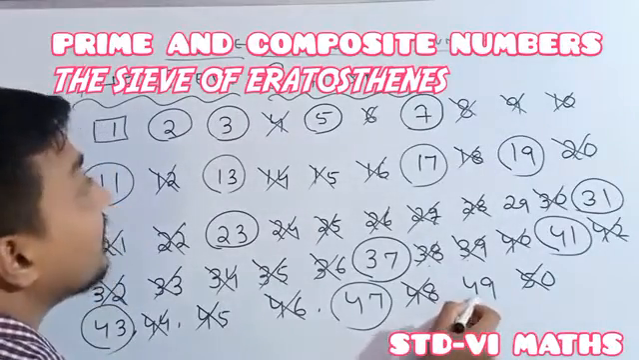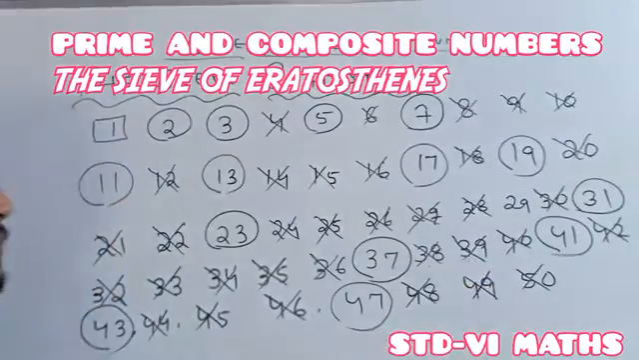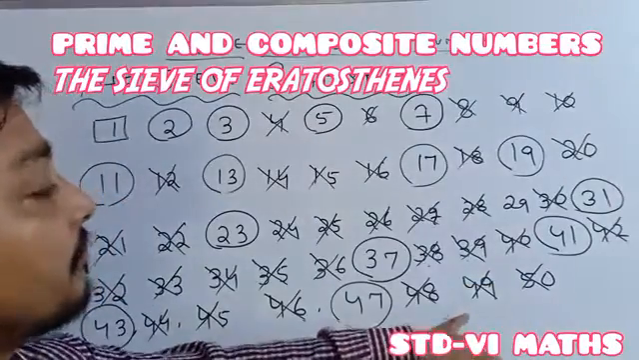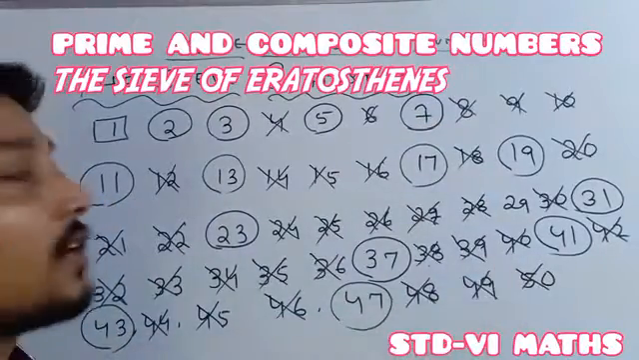Then after, here is one thing I have forgotten. 7, its multiple is 49. By mistake I have forgotten. 7, its multiple is 49. It is to be crossed.